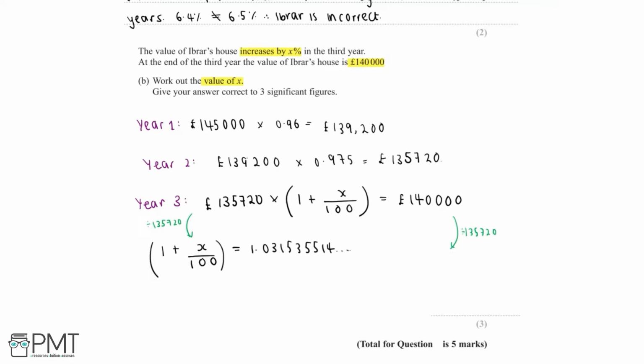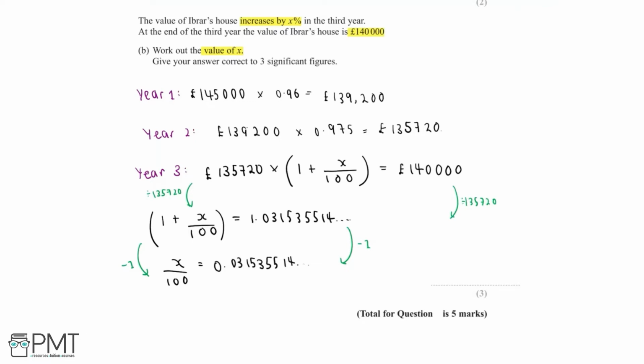So to find x over 100, we can take 1 away from both sides, and so we can see that x over 100 is equal to 0.031535514... Now to find the value of x, we can multiply both sides by 100. So we can say that x is equal to 3.15%, correct to 3 significant figures. And so we can write this down in our answer box.